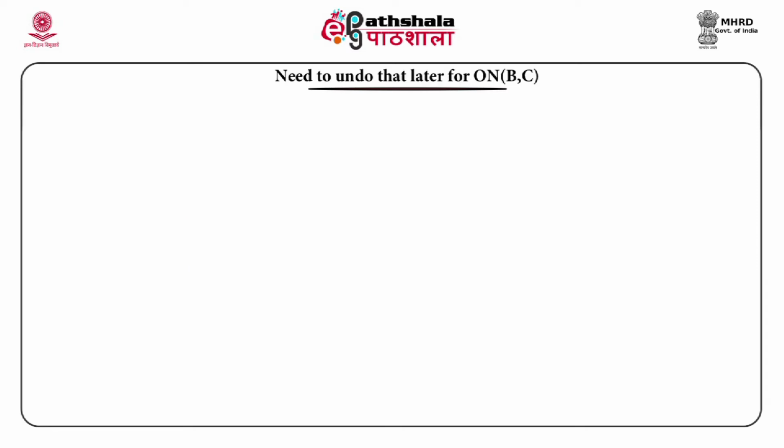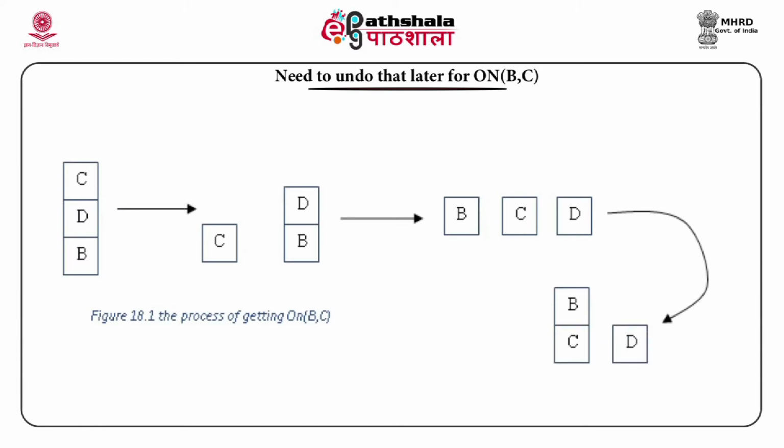But then I want to achieve on BC. I'm not done, so I'll have to undo everything that I've done. So I place C on the table, which is undoing. Still it is not achieved. Having on BC requires B to be free, so I remove D also and place it on the table. Now once I do that, I can get B over C, and D is still resting on the table.